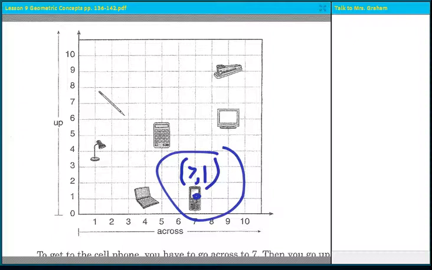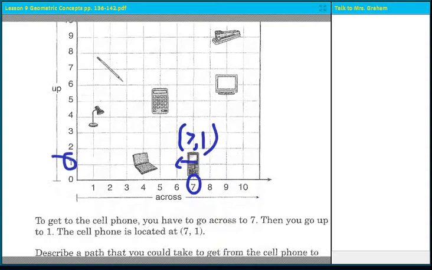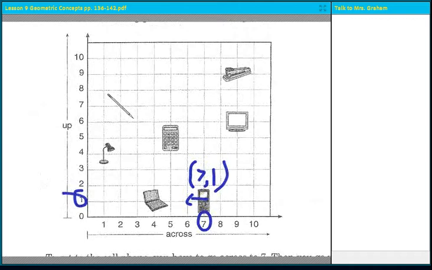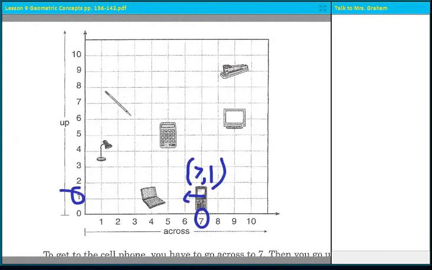So the cell phone is at 7, 1. Because we went over 7, because it was on the 7th line, and then we went over that way and found 1, and that's where it is. Ta-da! So, what do you guys think? Do you think this is pretty tricky, or do you think it's pretty easy so far? What do you think?